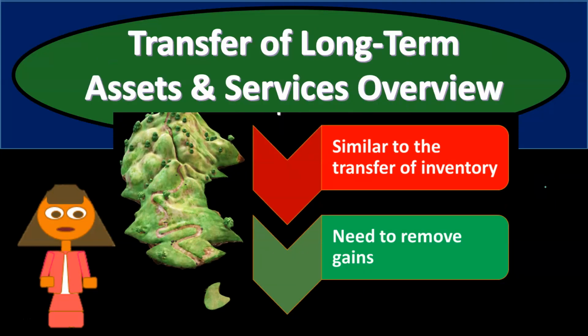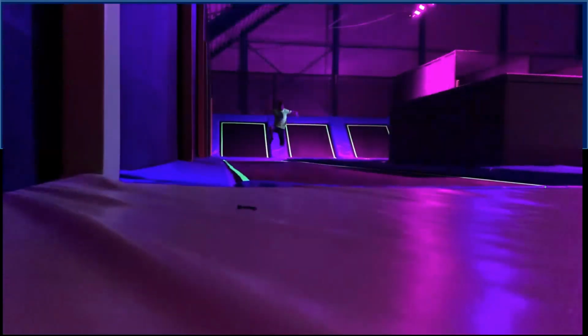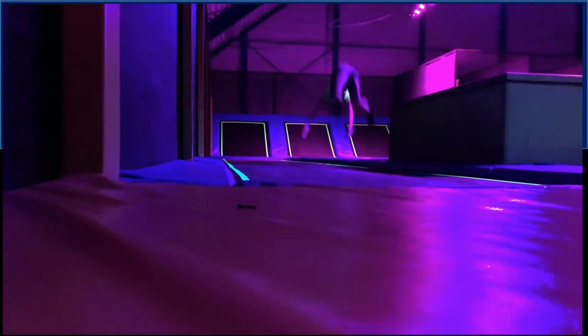In this presentation, we're going to take a look at an overview of the transfer of long-term assets and services. In other words, transfers between related entities. If we're thinking about a consolidation process, then these are transfers that we will have to deal with through consolidating or eliminating journal entries. Get ready to account with Advanced Financial Accounting.